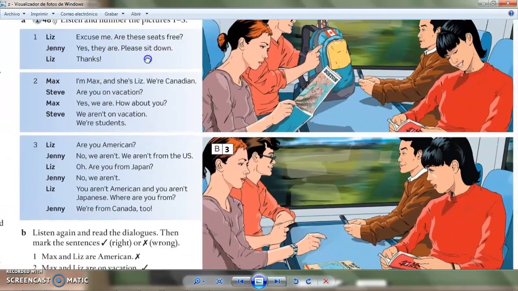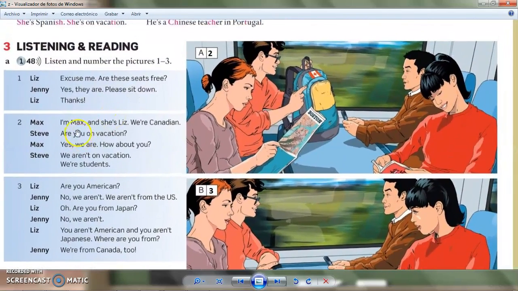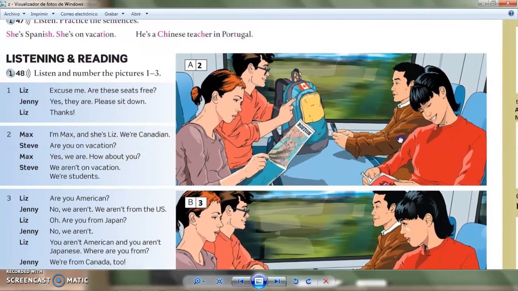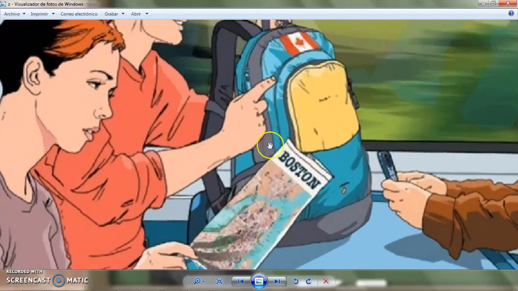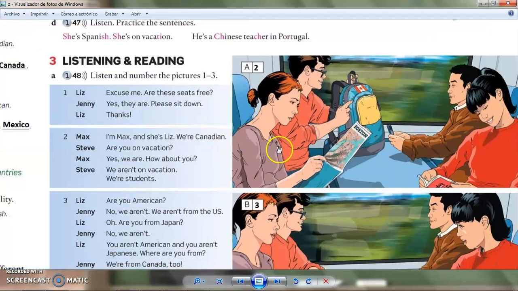Now the second one can be a little trickier. Are you on vacation? Why is he asking if they're on vacation? Because of the map and because of the backpack. That's the reason he is asking if they are on vacation.